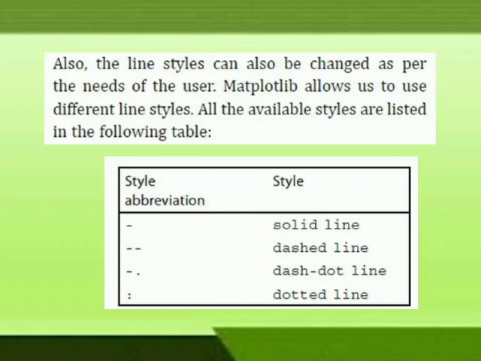But if we want a dashed line, what do we have to do? We have to put 2 hyphens. For a solid line, 1 hyphen, which is the default. If I want the dashed line, then 2 hyphens are required. The next style is the hyphen and dot, like this, dash dot. And if I want only the dots, then a colon is used for it.